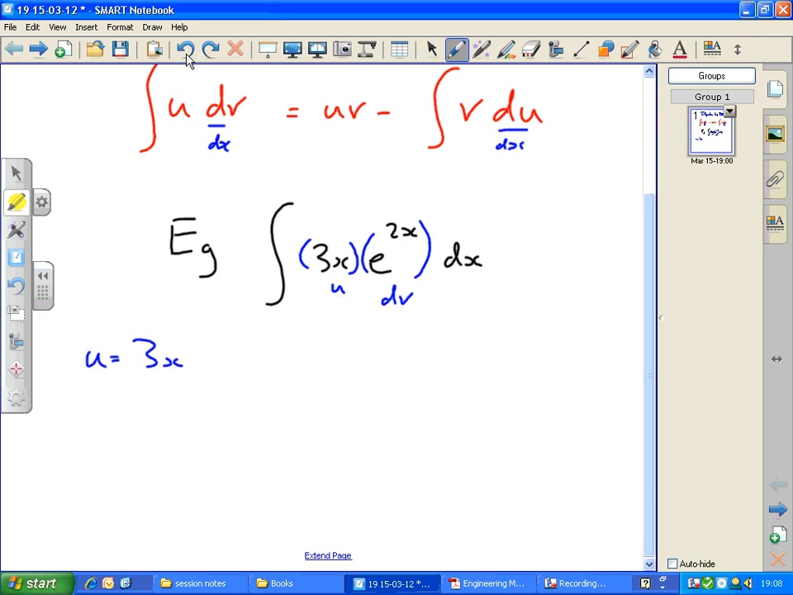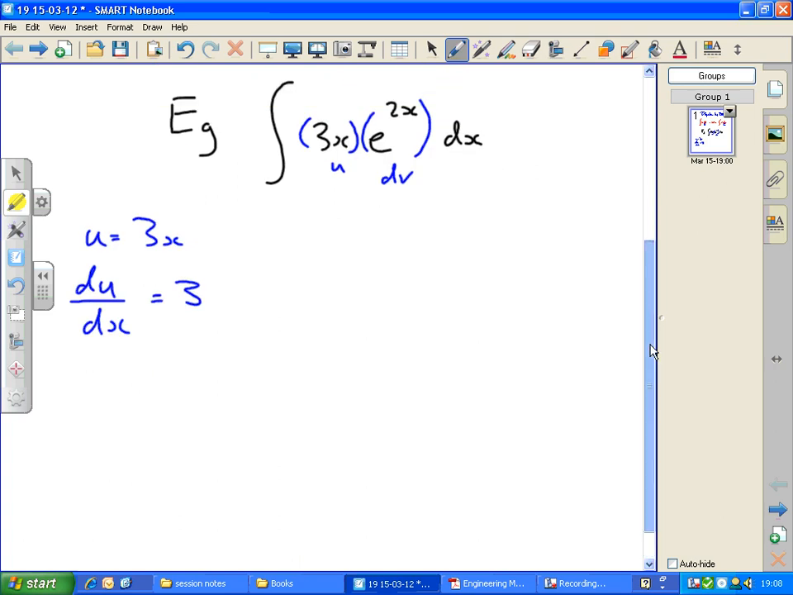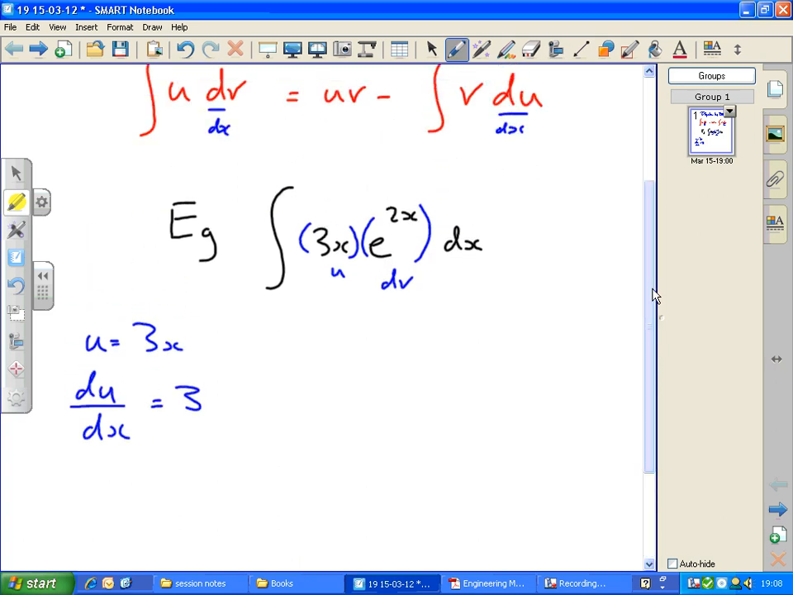So I let u equal 3x, but I need du, so I differentiate it. The bit I call u, I differentiate. What's the differential of 3x? 3. The other bit of the left-hand side integral that we've been asked to do, we've called dv. So dv equals e to the 2x.